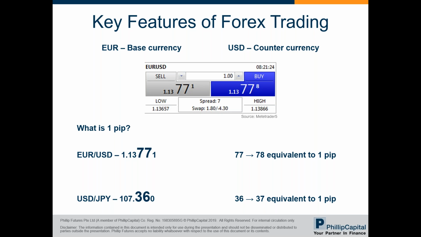If you have a pair with fewer digits after the decimal, for example the dollar yen, and the rate is 107.36, it'll be the second digit after the decimal. So 35 becoming 34, or 36 becoming 35, would be 1 pip. 36 to 37 would be 1 pip. So the pip determines your profit and loss depending on the volume that you're trading.